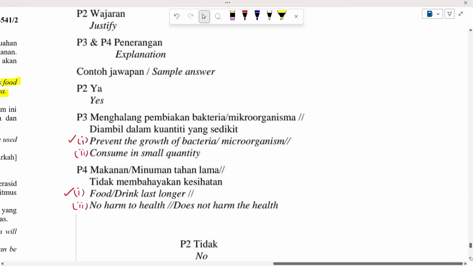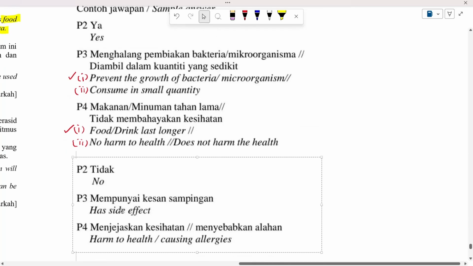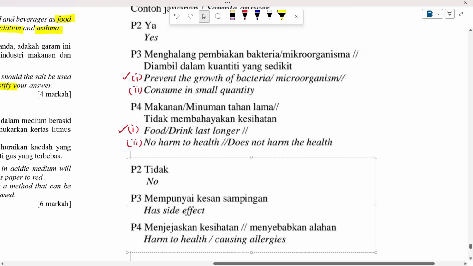Next, if you say no, you do not agree, it has side effects. It will harm health or cause allergies and so on. He already mentioned, you can mention here. You can choose any one only. Either you agree or not agree. So you cannot say yes, then say no. Understand? You can choose only one side.